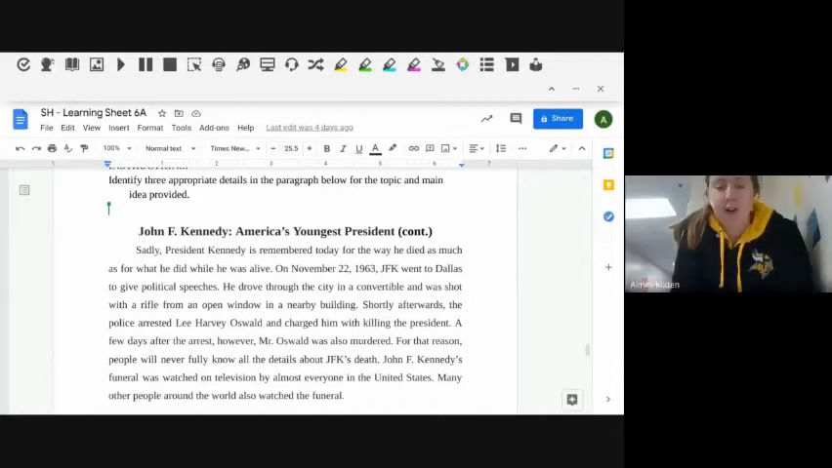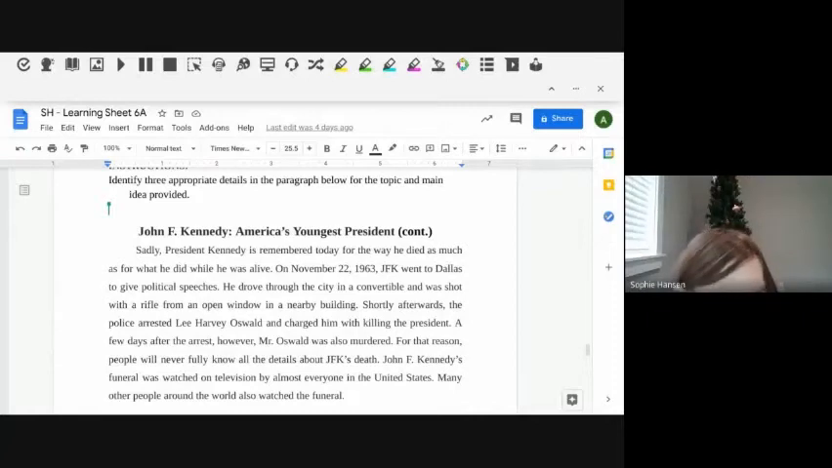Okay. Go for it. I don't know. Sadly, President Kennedy is remembered today for the way he died as much as when he was alive. Like on November 22, 1963, JFK went to Dallas.